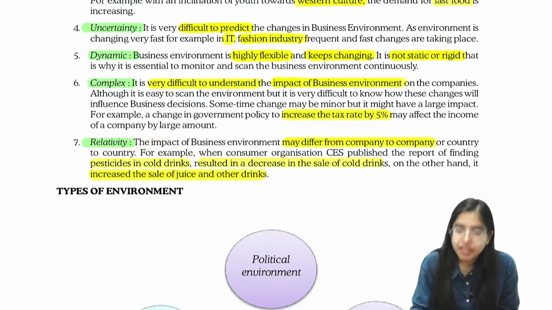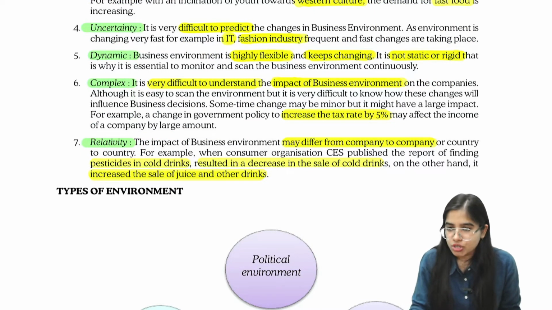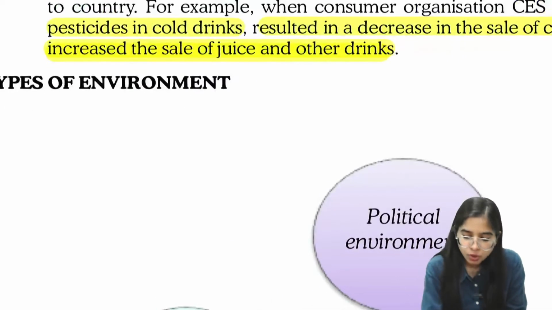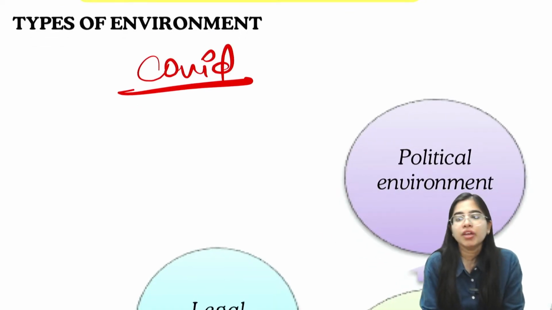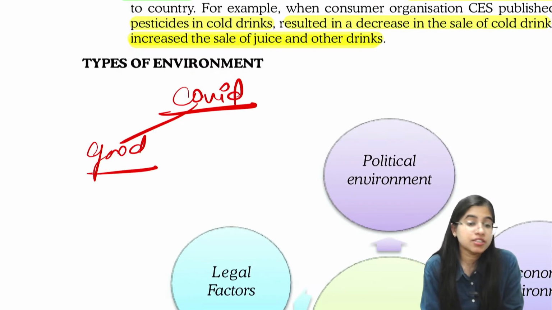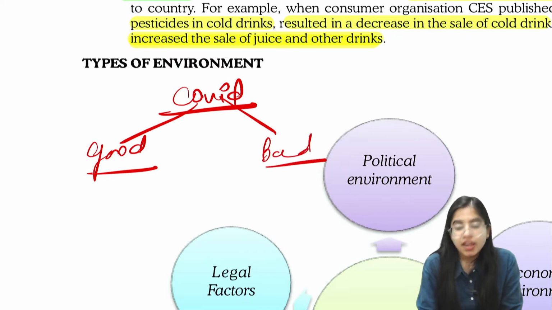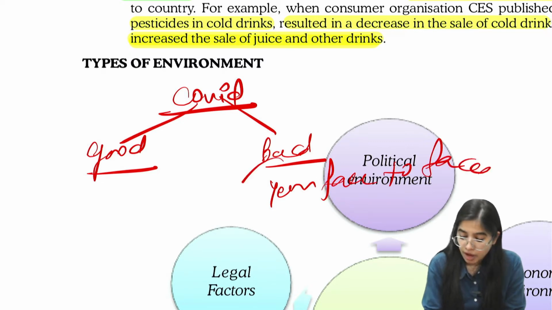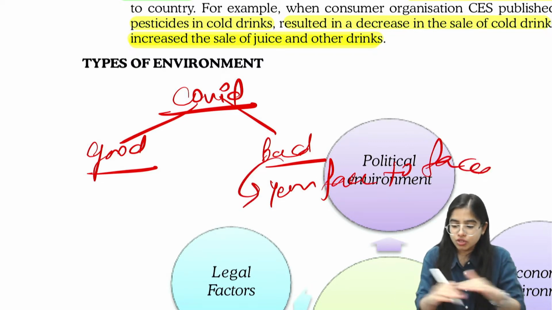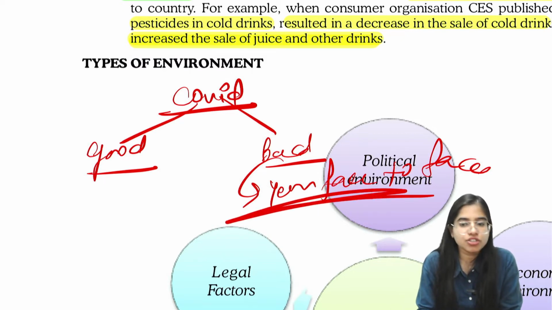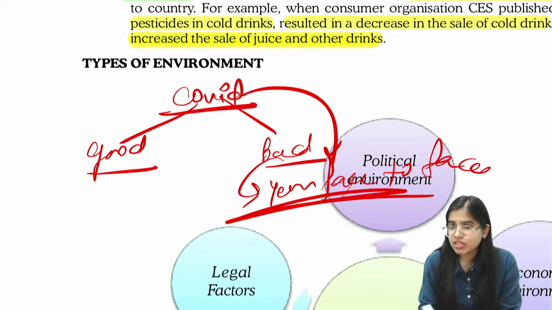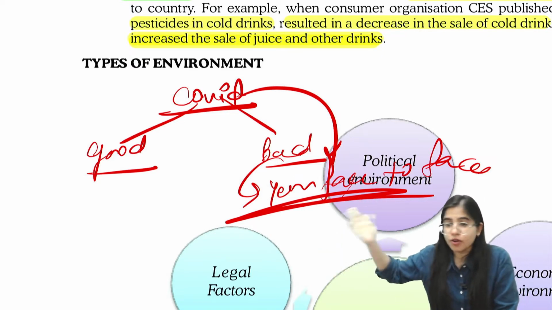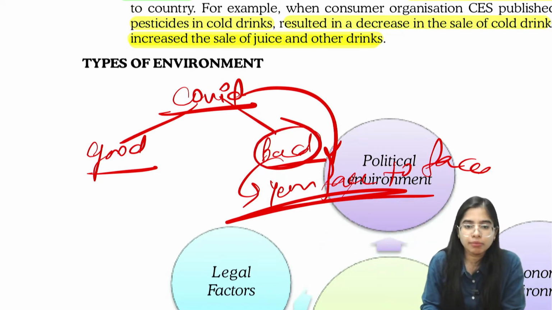Lastly, they are relative, in the sense that it's not always possible that one change in the business environment will affect everyone in a similar manner. Example: covid. When covid came, it was a good thing for some businesses and a bad thing for others. Like for Yashas Academy, our face to face classes were paused for a while because there were restrictions during covid, so it was bad for our business. All the theaters, textile businesses, fashion shops and all the shops were closed, so it was bad for them. But good for whom?